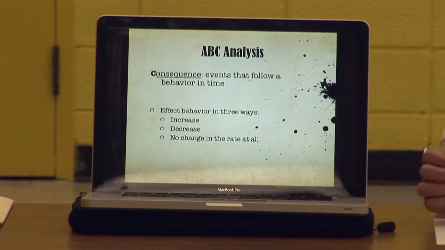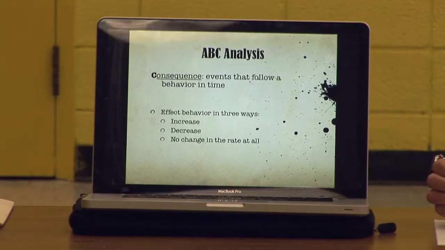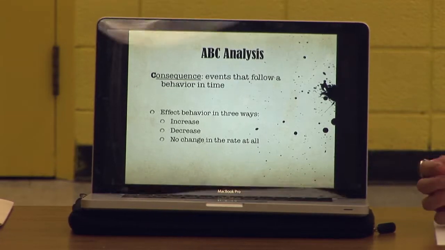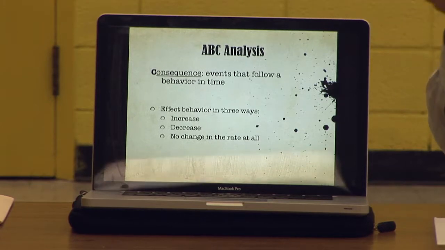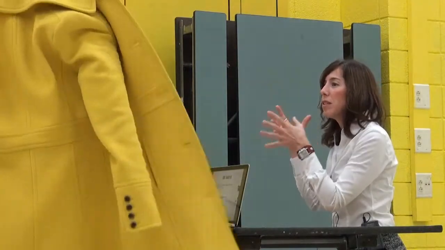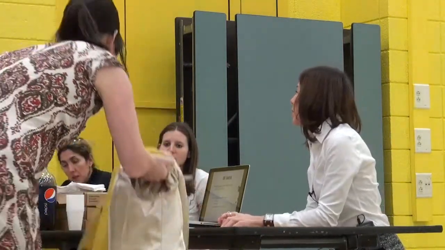Hello, how are you? Consequences are events that follow a behavior in time. So again, anything that occurs immediately after the behavior, and again, we're specifically looking at that 3 to 5 seconds, not something that happened 10 minutes after the behavior. Behavior is very responsive to the environment. So again, we look at immediately before and immediately after.